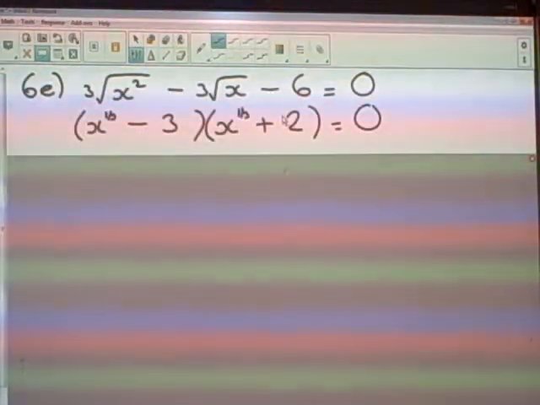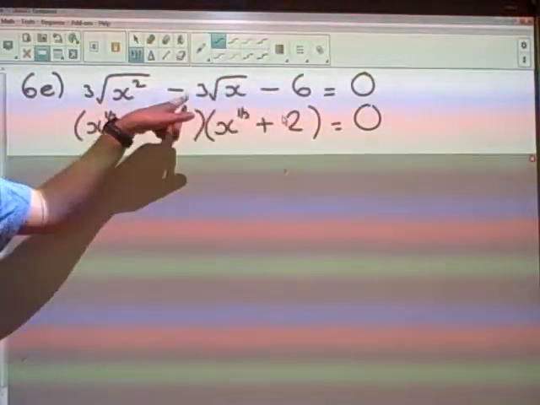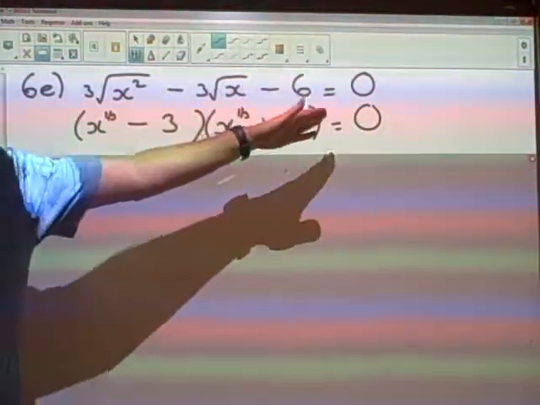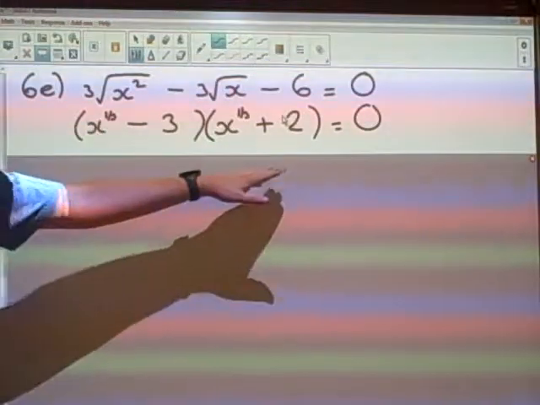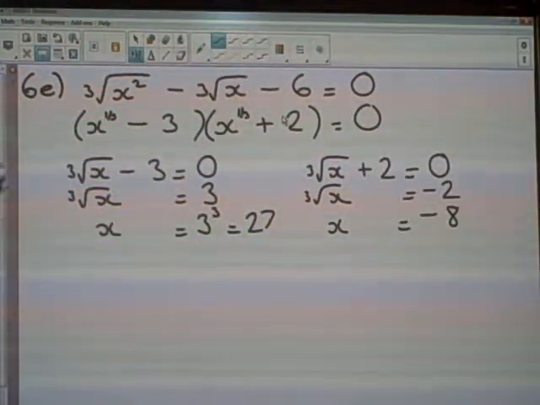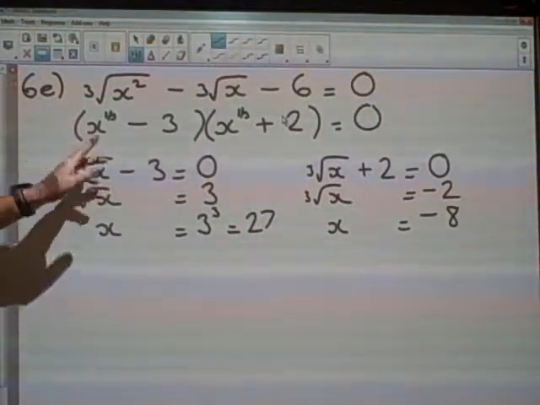And then I've just got to figure out what the two numbers are going to be. So times to make negative 6 and subtract to make negative 1. So negative 3 and positive 2 works. And then now it's equal to 0. Either the first one is 0 or the second one is 0. I'm going to rewrite that 1/3 as a radical. So like that. And then I can bring things to the other side.